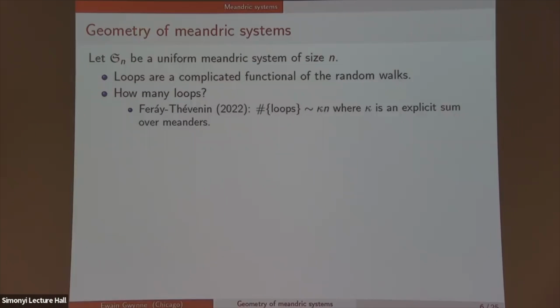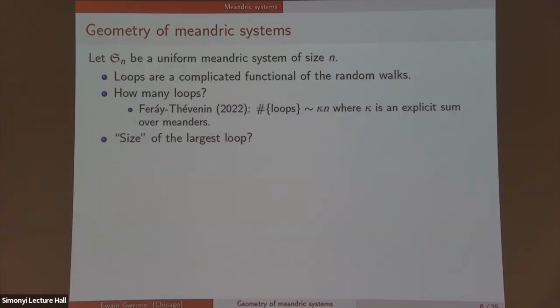It was shown in work by Féray and Thévenin very recently that the number of loops in a uniformly sampled meandric system typically grows like kappa times n, where kappa is a deterministic constant, which can be expressed as an explicit sum over meanders. So there's not a closed form expression for kappa, but one can get arbitrarily good numerical approximations of this number, at least in principle. And so we have a pretty good understanding of how many loops a uniformly sampled meandric system has.